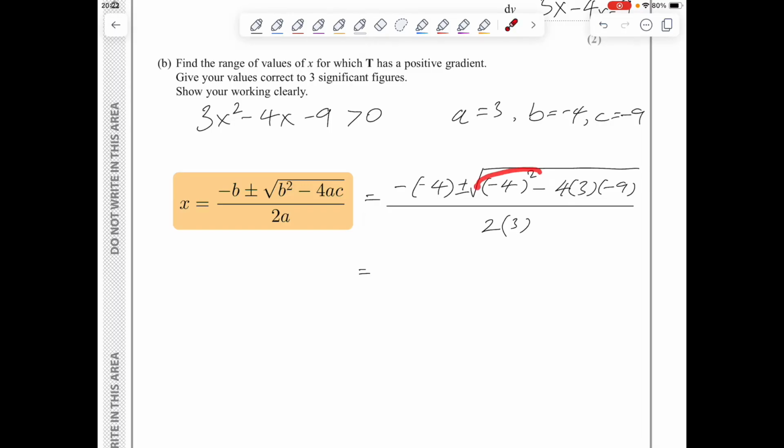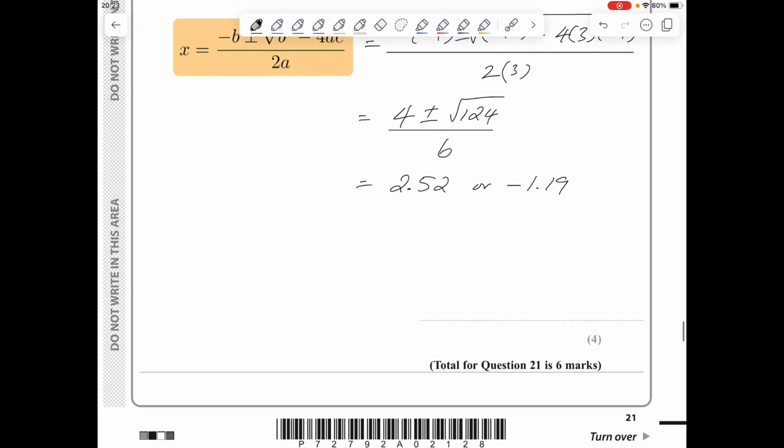So I'm going to put this on the calculator first, and this will give me 4 plus or minus the square root of 124 over 6. Now, as decimals, this will give me 2.52 or minus 1.19. Now, these are my critical values.